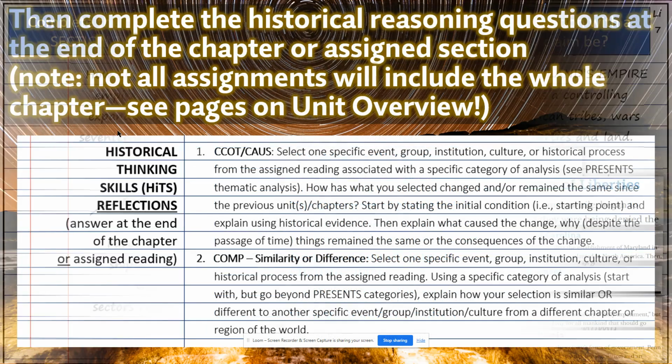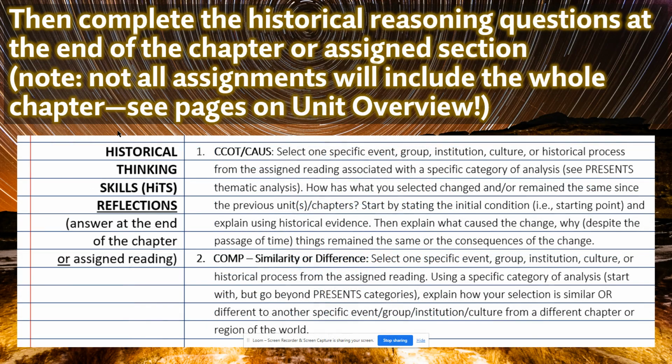And at the end of the chapter or assigned readings, there are the historical thinking skill reflection questions. Hopefully, as you've read, you've brainstormed and thought about some of these questions here. So hopefully, this is part of that process so that you can answer it almost immediately after you finish the notes. Okay. All right, from there, that's the big picture outline method.